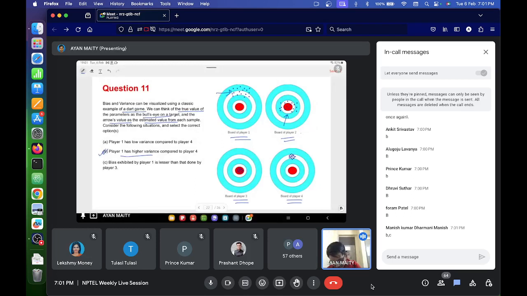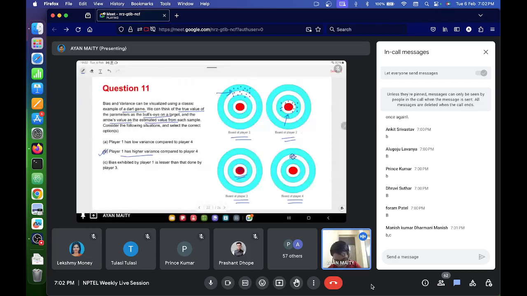For player 3, both bias and variance are very low. Bias is low because the estimated values are almost the same as the target values, because almost all the points are bullseye. Variance is also low because it is concentrated within a very small region. So bias and variance both are low.